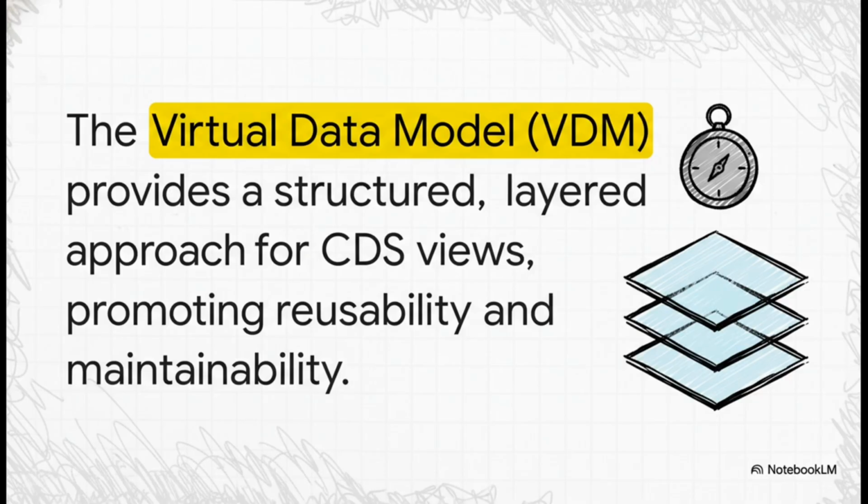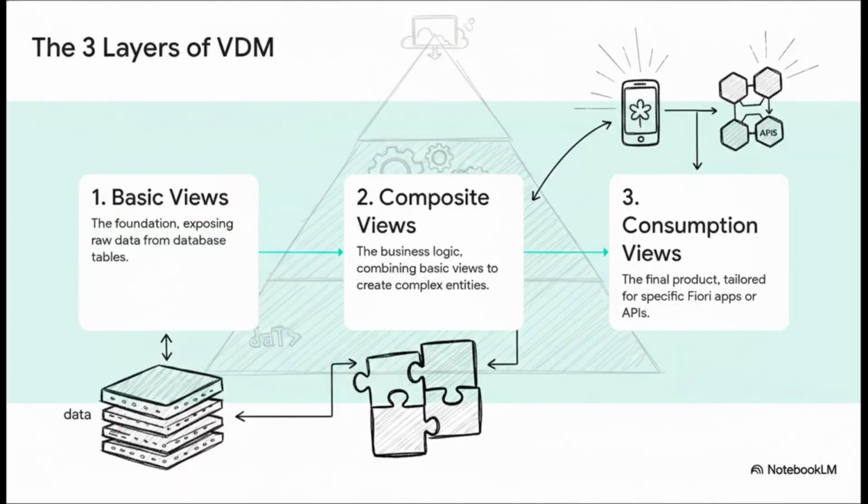Think of it like a set of Lego instructions for building your data models in a way that's reusable, clear, and easy to maintain. And this layered approach is so important. You start at the bottom with basic views, which just expose the raw table data. Then you move up to composite views, and this is where you build your reusable business logic. And finally, at the very top, you have consumption views, which are perfectly tailored for a specific Fiori app or API. This structure is what stops you from reinventing the wheel for every single application.